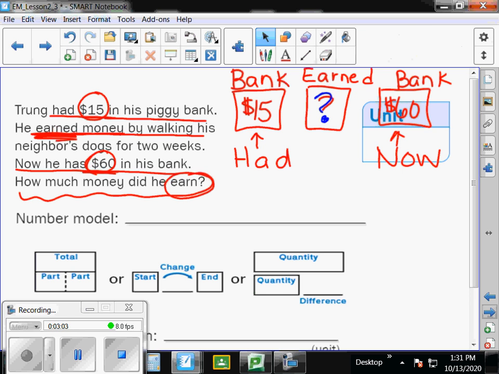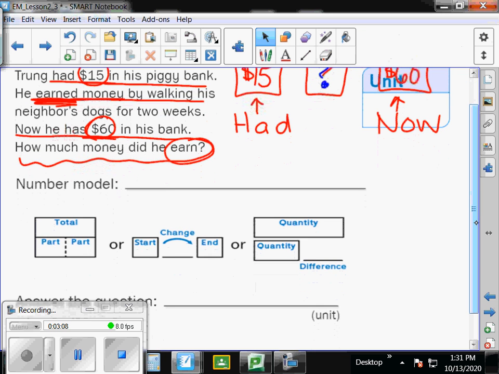So anytime I have a money word problem, money word problems are perfect for the start, change, end model because you're starting with a certain amount of money. Then something's happening to that money. You're either spending it or you're getting more, and then you end up with a different amount of money. So I'm just going to kind of put those numbers right into this start, change, end diagram. Started with 15, earned some money. When I earn money, what kind of math is that? I'm adding, right? And I'm going to put plus question mark, and then I'm ending with $60.